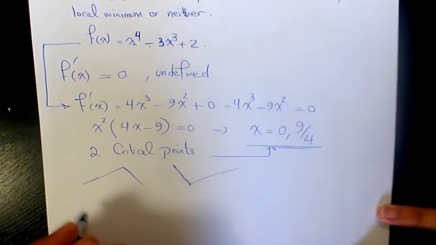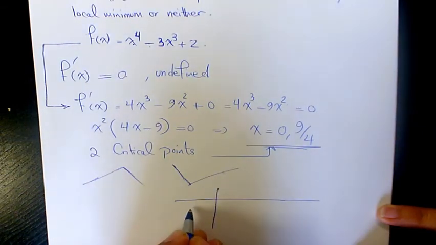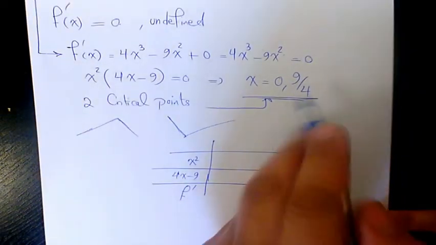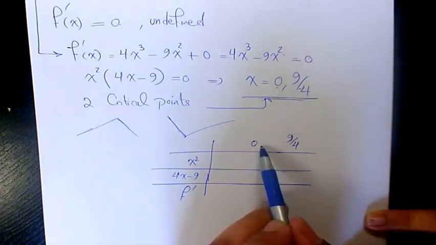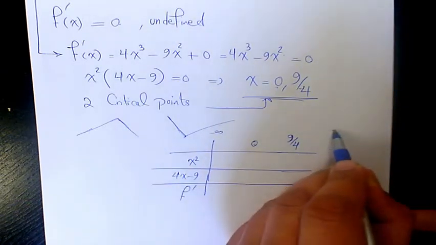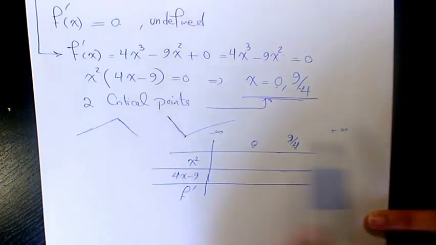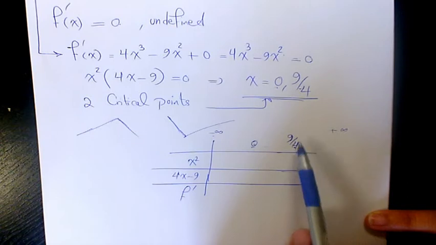So you have x squared and then you have 4x minus 9. Then the multiplication of these two is going to give me f prime. And the two numbers, the two roots, are going to be 0 and 9 over 4. We need to start from the smaller one then go to the bigger one, because here we have negative infinity, here we have positive infinity. So these two critical points divide this whole region into three different regions. One from negative infinity to 0, one from 0 to 9 over 4, and one from 9 over 4 to positive infinity.